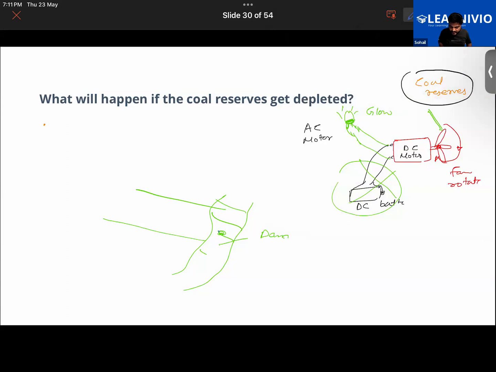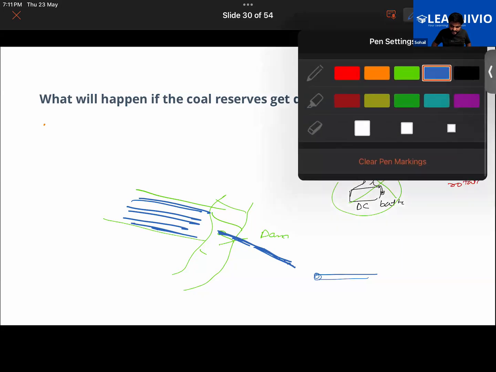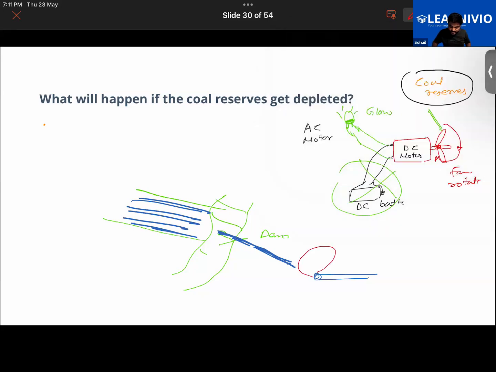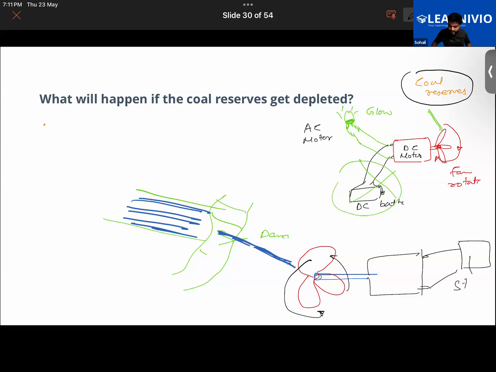And with this gate, once you open it, this water will flow at a very high speed, and this water flowing at a very high speed will be used to rotate the blades of a fan. And as it will be rotating, that will help in production of electrical energy, and that electrical energy will be stored. So that's the concept.